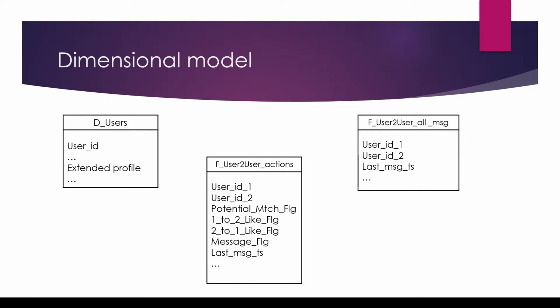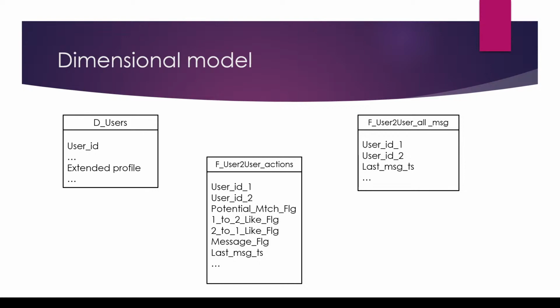So in this case, 7 and 1000, 7 would be in user ID 1 and 1000 would be in user ID 2. When we're talking about an action between user ID 2 and user ID 7, user ID 2 would go in 1 and user ID 7 would go in user ID 2. So that was one additional thought process I put in.